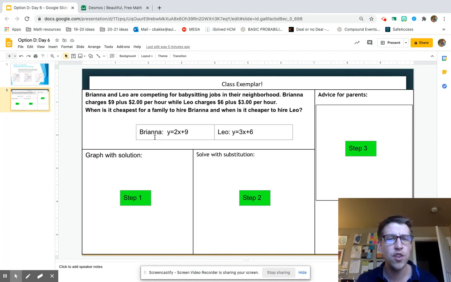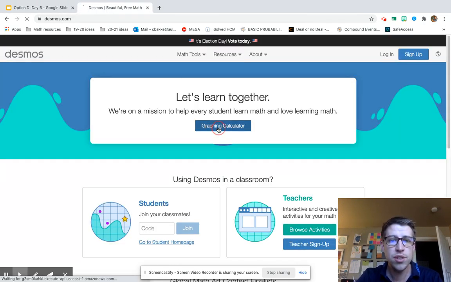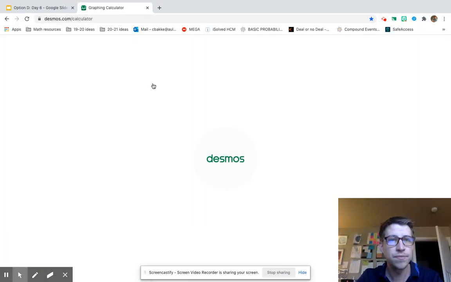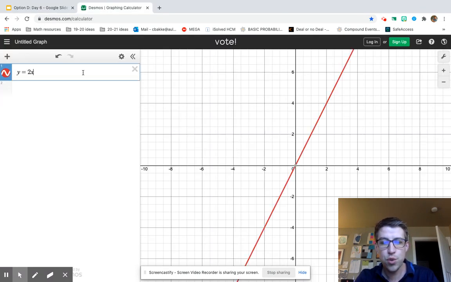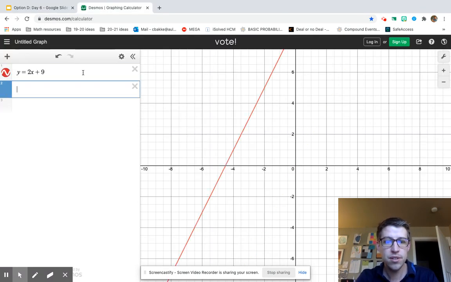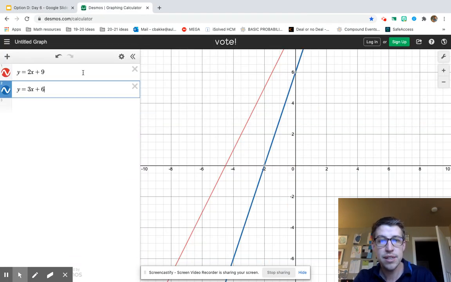So we want to figure out, when is it cheapest for a family to hire Brianna, and when is it cheaper to hire Leo instead? So that's what we're going to be solving for this first example. So we're going to go to the Desmos graphing calculator, and we'll type in our two equations, y equals 2x plus 9. Enter y equals 3x plus 6.